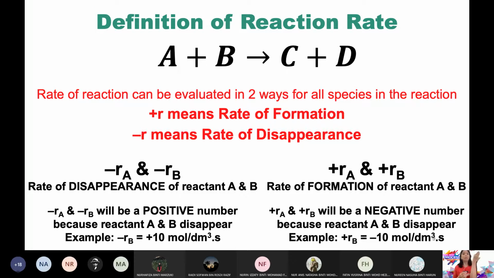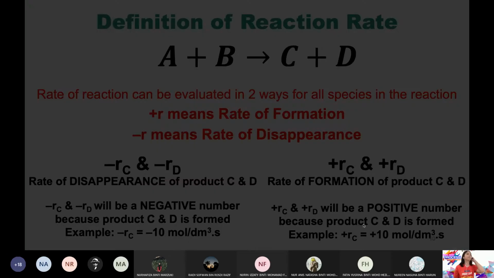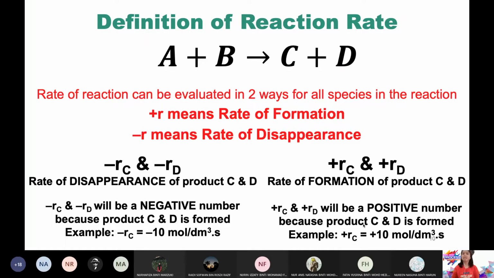So, kamu kena faham apa yang kamu nak kira dan apa peranan spesies tu dalam tindak balas. Nak kira kadar pembentukan, dia terbentuk, nombor tu positif. Nak kira kadar kehilangan, tapi dia terbentuk, nombor tu negatif. Nak kira kadar pembentukan, benda tu hilang, negatif. Nak kira kadar kehilangan, benda tu hilang, jadi positif. Okay, so kena faham negatif, positif on the R and negative, positive on the number. Okay, alright? Okay, so same for C and D.